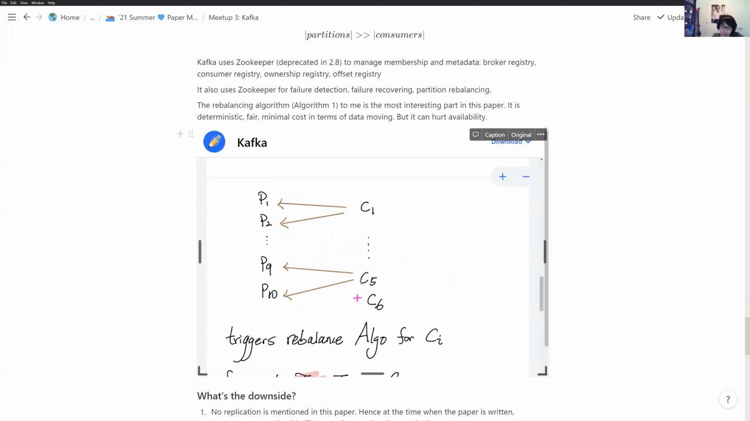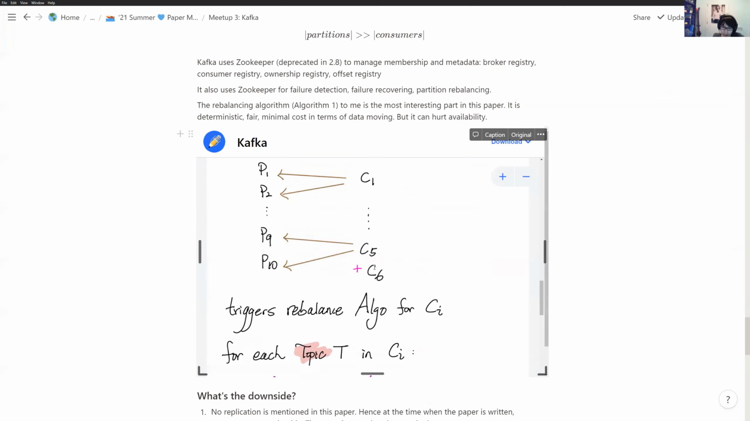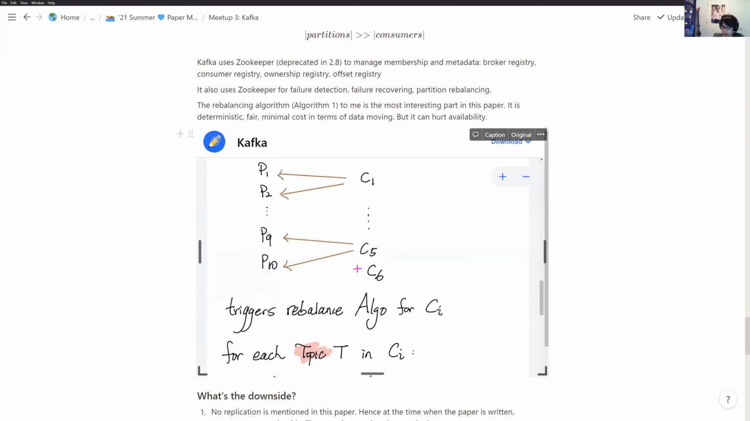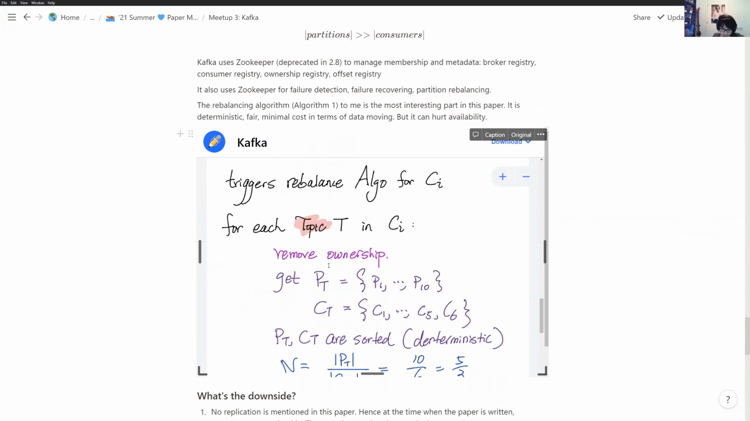Suppose we have this following simple setup. We have one consumer group from C1 to C5, and we have one topic A being subscribed to by this consumer group. And inside of it has 10 partitions, P1 to P10. Now, suppose we add a new consumer 6 into this consumer group. So adding a new consumer triggers the rebalance algorithm for each of the consumers. Now we just call it CI, using I from 1 to 6 as an index.